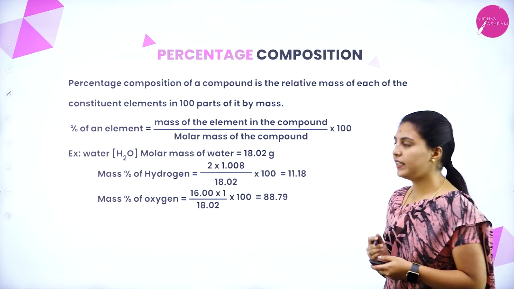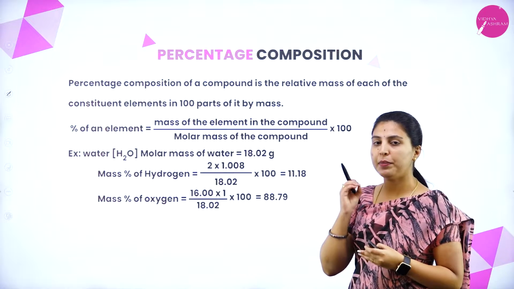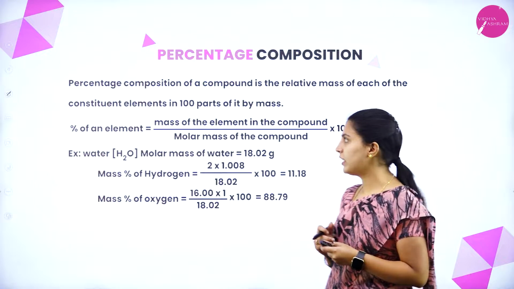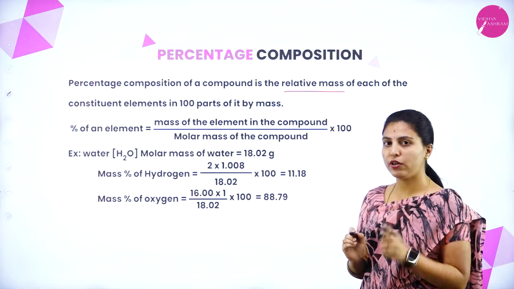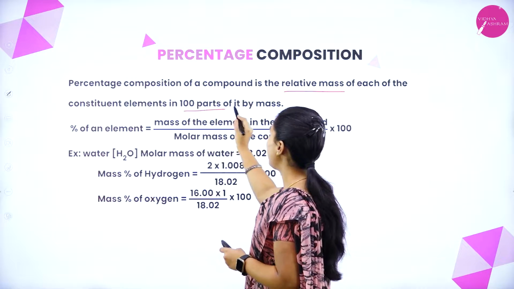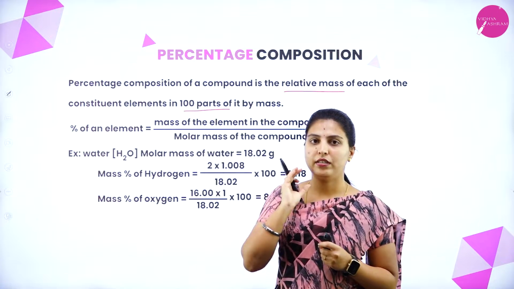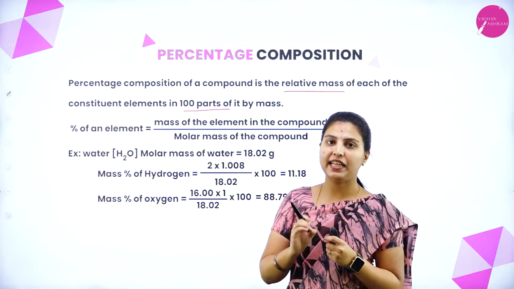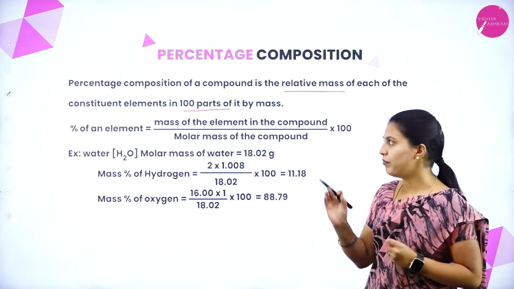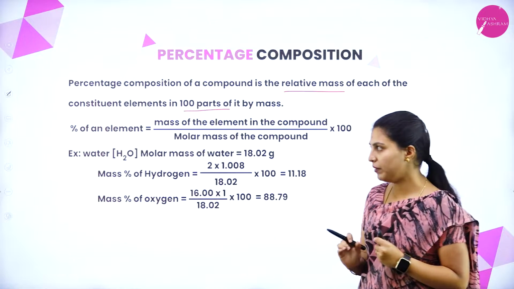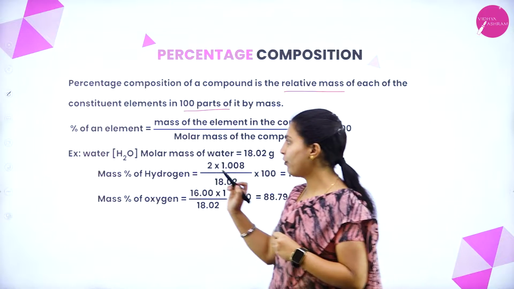First we will see percentage composition. What is the meaning of percentage composition? How can we calculate the percentage of the given compound? Percentage composition of a compound is the relative mass of each of the constituent elements in 100 parts of it by mass. We are going to calculate the percentage of each element in the given compound. For that, we have to see the relative mass of each constituent element that will represent the 100 parts of it by mass.